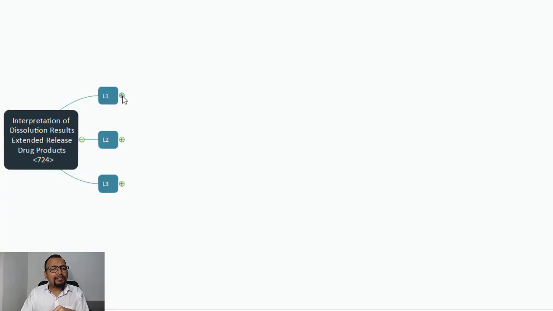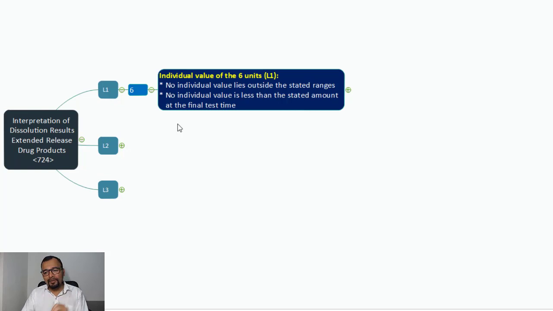So let us understand what the L1 requirement given by the USP under general chapter 724 is, and it is the requirement of analyzing 6 units of the drug product. So you need to select 6 units of the drug product and perform the dissolution. This is the acceptance criteria. In case of L1, the individual value of the 6 units needs to be assessed for the requirement, and no individual value should lie outside the stated ranges.